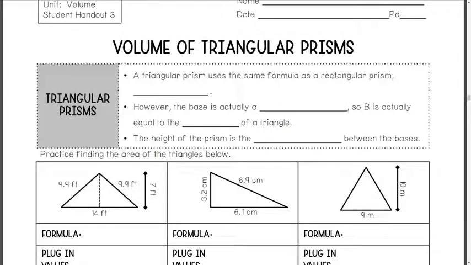Welcome back. Today we're going to go over volume of triangular prisms. So to start out, a triangular prism uses the same formula as a rectangular prism, which is length times width times height. But to make it a triangular prism, we have to go ahead and divide by 2.